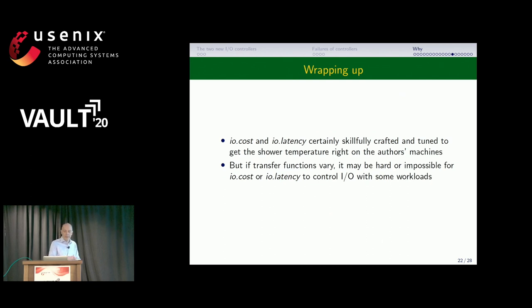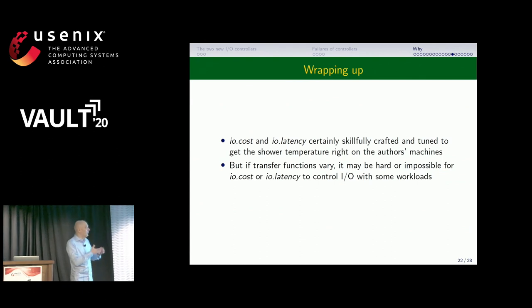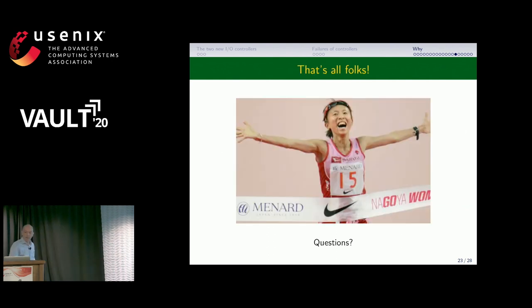So to wrap up, for sure, these controllers have been crafted and tuned carefully and skillfully for the machines of the authors of these controllers. So they work with those machines. The problem is that if you change the transfer function, then, as I showed you, it may become hard or even impossible to control I/O because your model does not match the real hardware. And okay, this is all. So, if you have any questions?